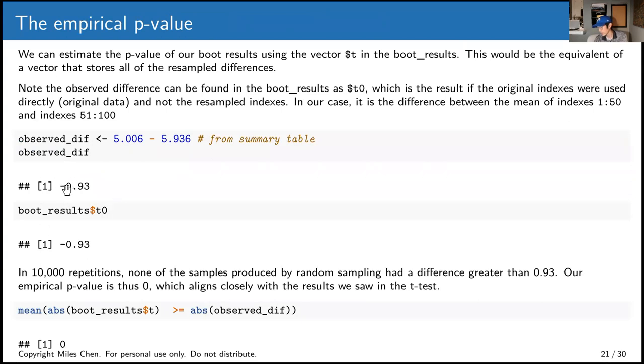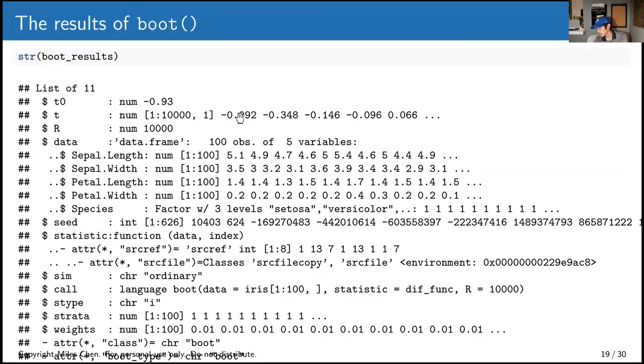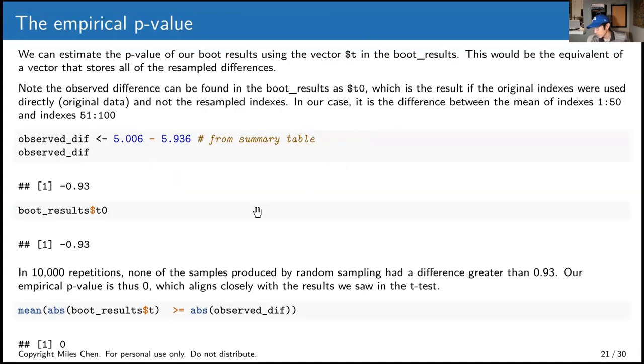Okay, so our observed difference is negative 0.93 and we wanna know how often, looking at all of our resampled values, and the first few are 0.092 and negative 0.348 and negative 0.146 and negative 0.096, how often do we get a randomized result where the difference was greater than or equal to the absolute value of negative 0.93? So how often do we get a randomized result greater than or equal to 0.93? And that happened 0 times.